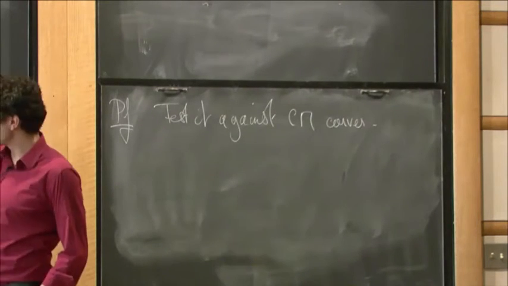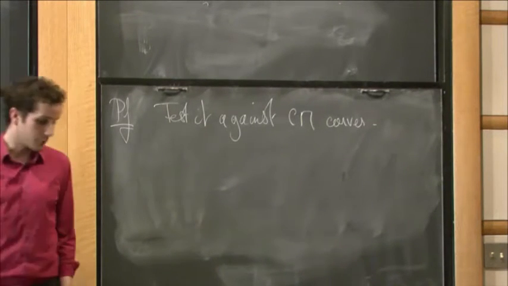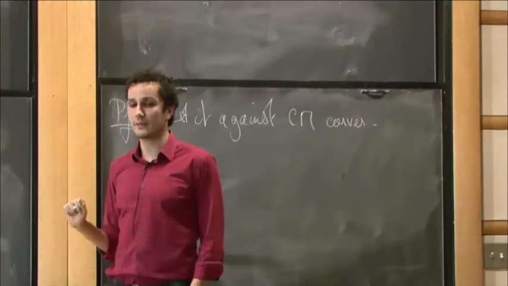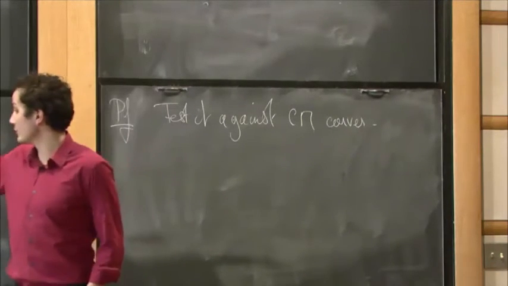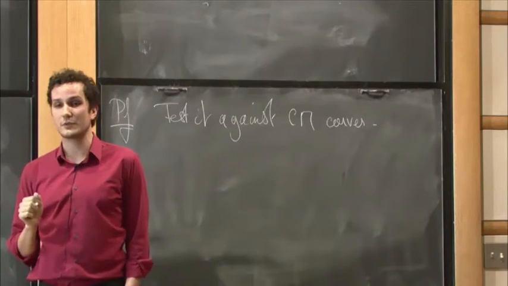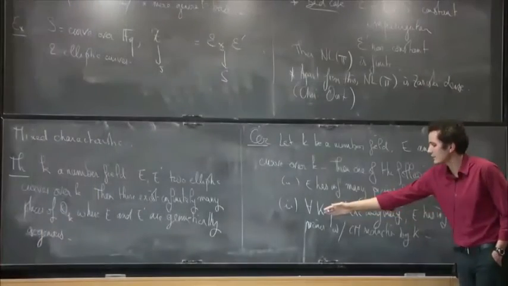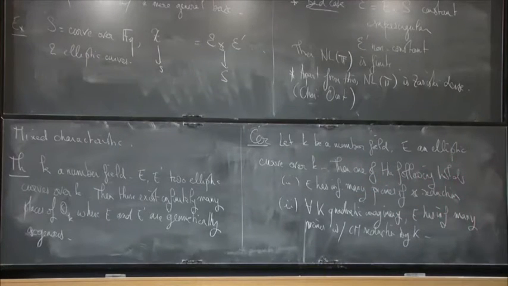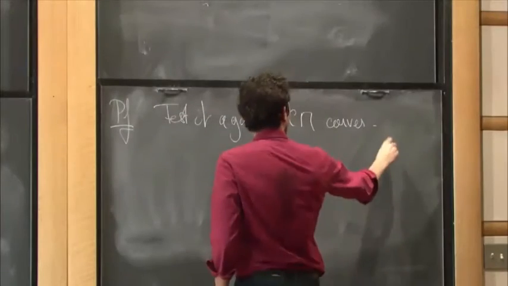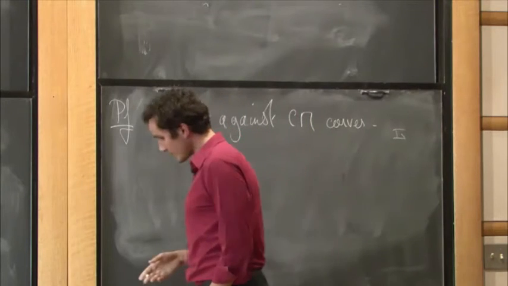Then, when you reduce E prime mod P, it either is supersingular or has CM by large K. So if E has to be isogenous to E prime after reduction mod a prime, then it should be either supersingular or have CM by this field. Okay.